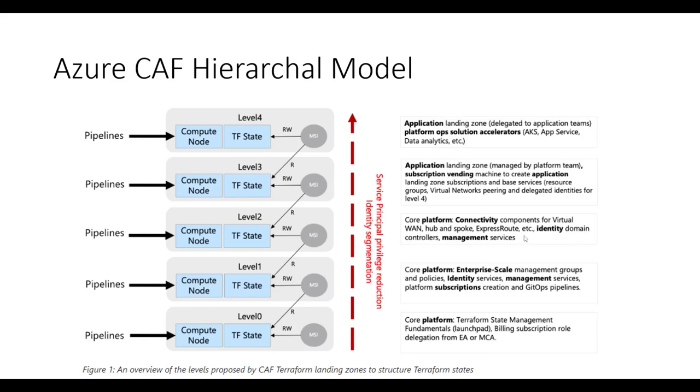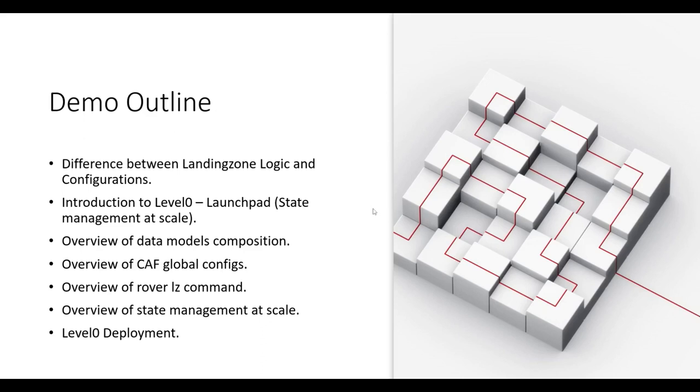So now I will talk a little bit about my demo outline. I will show you the difference between landing zone logic and landing zone configurations. I will introduce you to the launchpad, what I call basically the state management, which is a landing zone of the level zero. I will show you the data model composition, how Cloud Adoption Framework and the Terraform module have given us that, and then some of the global configs, and then some of the rover commands that we have discussed earlier.